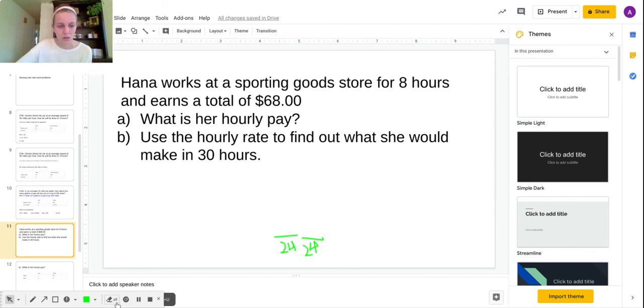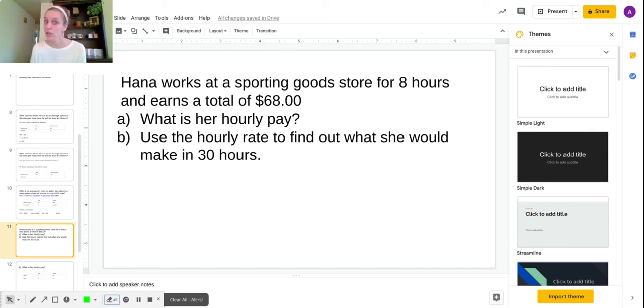Let's go. Okay, one more problem. I'm going to try to do it quick because I want you guys to have plenty of time to do your work. Okay, Hannah works at a sporting goods store for 8 hours and earns a total of $68. What is her hourly pay? And then use the hourly rate to find out what she would make in 30 hours.